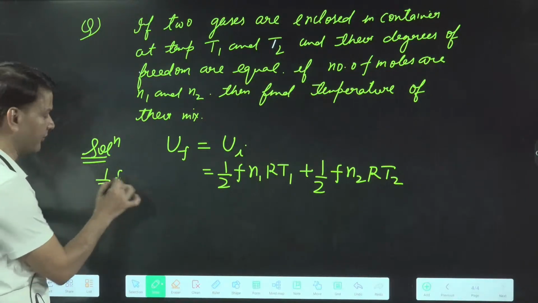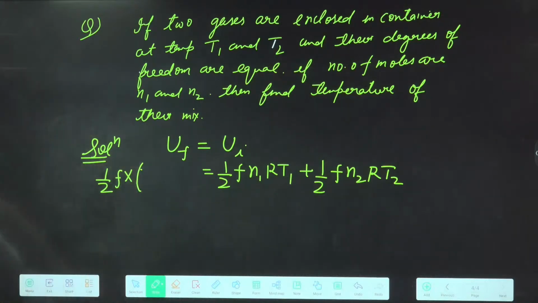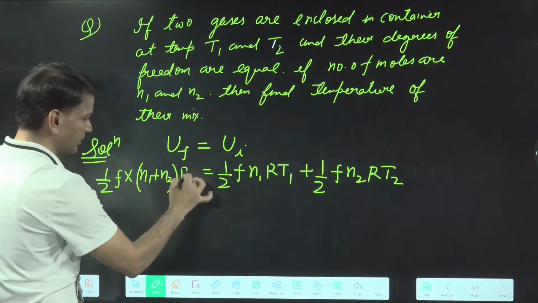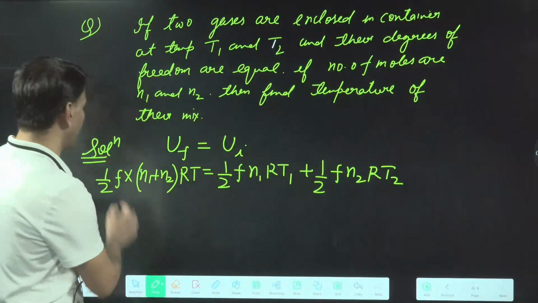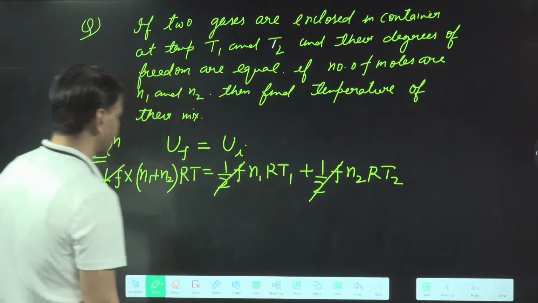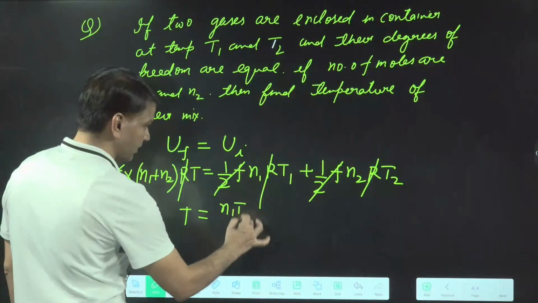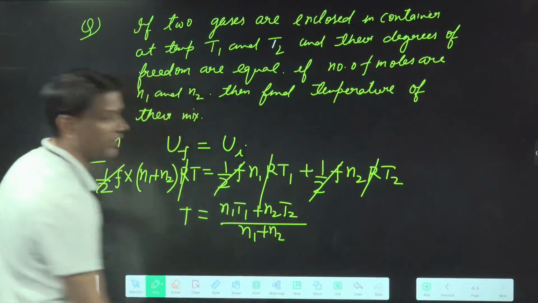So 1 by 2 F into N. After mixing, the total moles we have are N1 plus N2, into R into T, where T is the final mixture temperature. Now 1 by 2F cancels out, R cancels out. Now what is the T you got? N1 T1 plus N2 T2 upon N1 plus N2. This is the final mixture temperature.